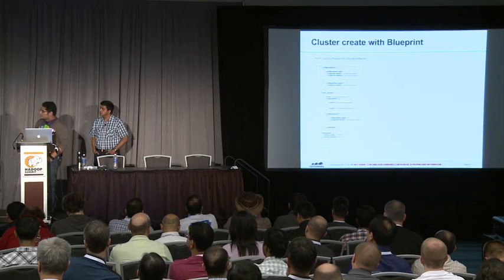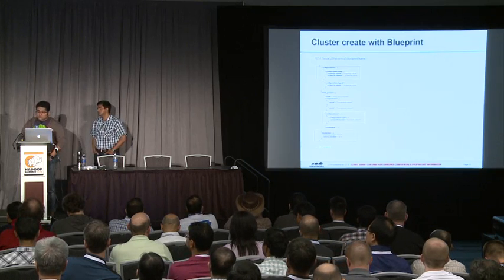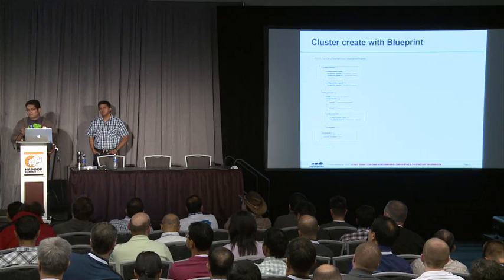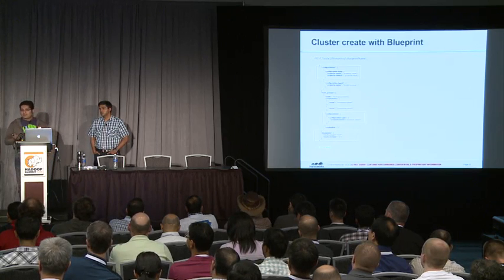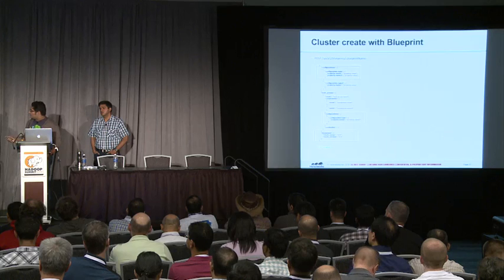And you have the stack details embedded inside it, and you have the host groups. So a host group is basically a collection of hosts in your cluster which share the same properties, meaning they have the same configs, they have the same components, and they have a cardinality from 1 to n. So that's captured here.